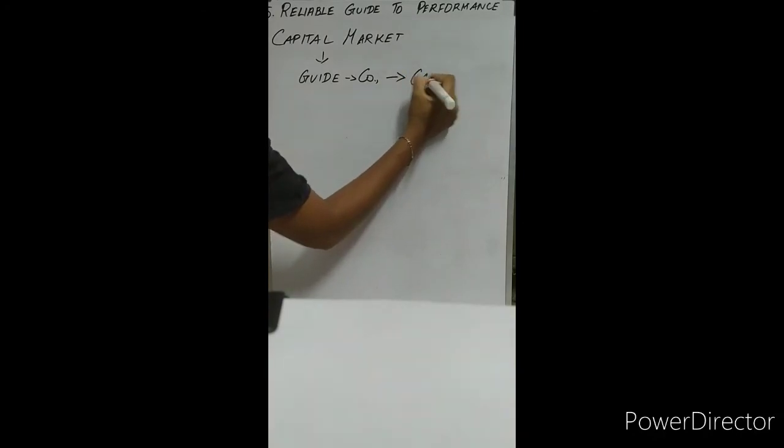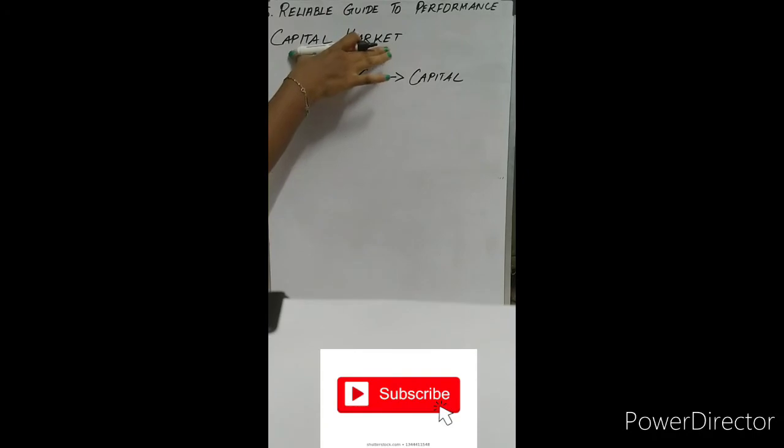The fifth one is a reliable guide to the performance of that particular company. If you take a capital market, it in turn becomes a guide to the company. It guides the company because the company gets its capital from the capital market or the stock exchange. When the main source of capital comes from a capital market, the availability of capital is very important for the company. Therefore, the availability of capital in the capital market becomes a guide for the performance and the efficiency of the company.